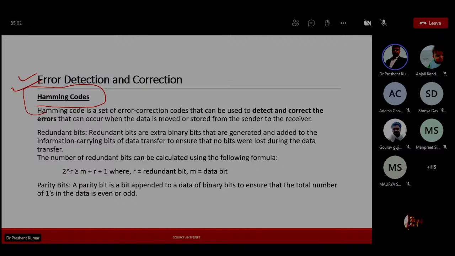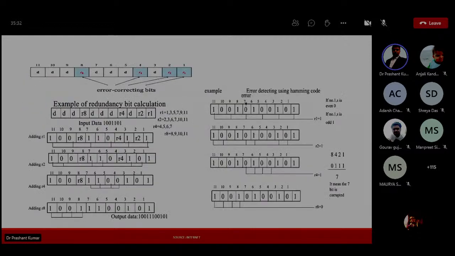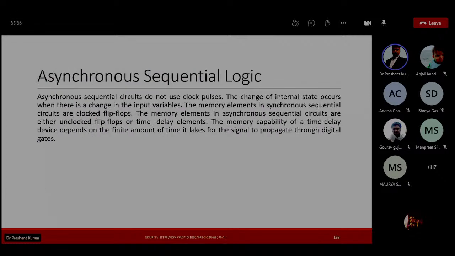And with the help of parity, if you remember, we cannot detect an error if it is in more than 1 bit. So here we will see how we can actually detect and correct the error: which bit has the error, and what the correct bit will be. See it in the next class. I'm stopping here.